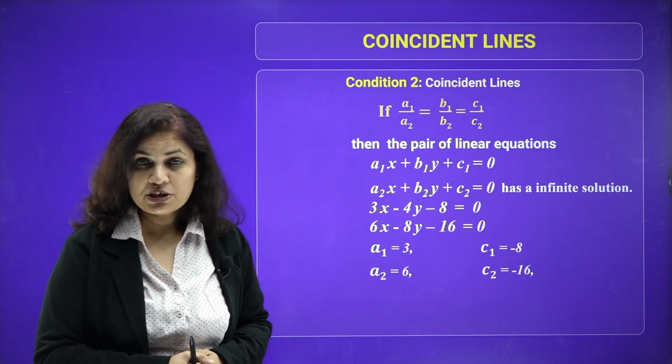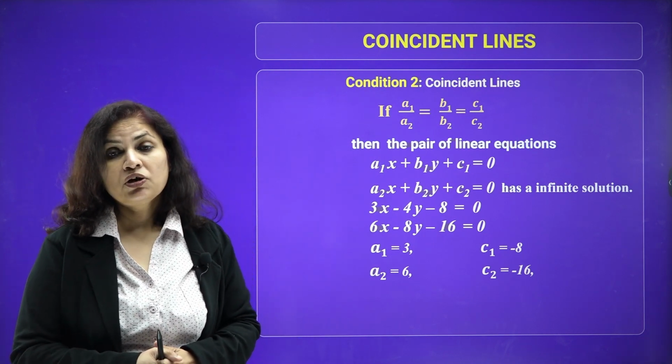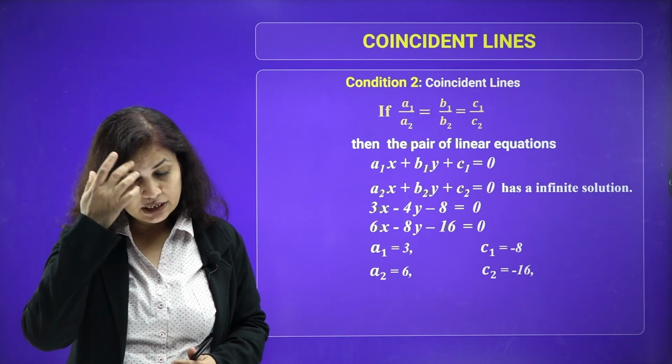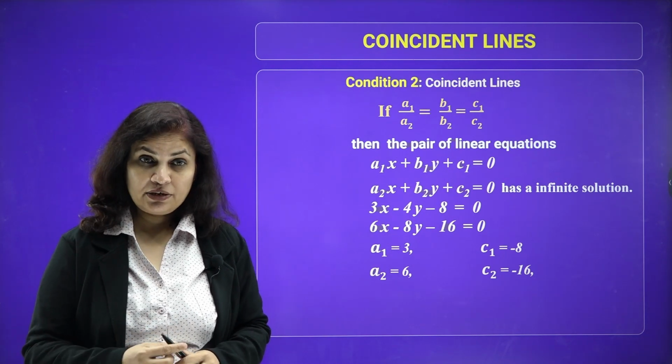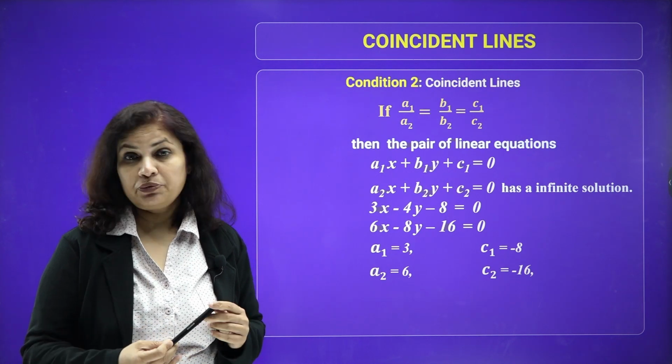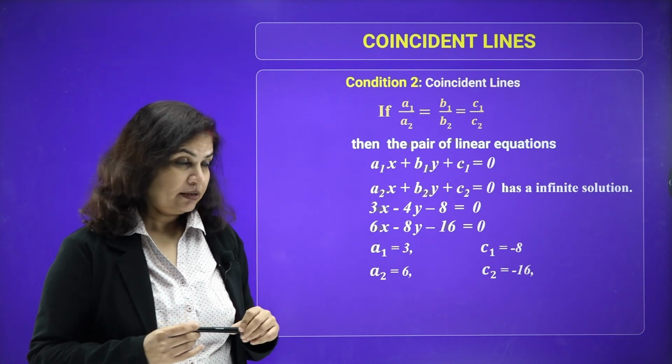Coming to the next situation, when do we have coincident lines? Now, before we begin coincident lines, I must tell you that when the lines are intersecting, we have one unique solution. We have one unique solution, only one point where the lines are intersecting.